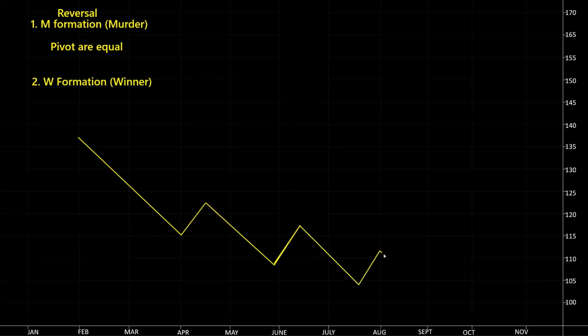And then we do the deeper pullback, shallow retracement, coming back up. To draw your neckline, you simply connect your last two resistance pivots. And then when it breaks through your neckline, that is your tradable signal right here.